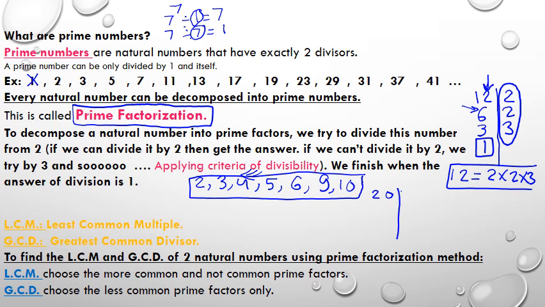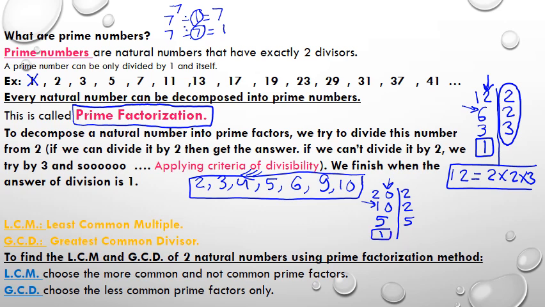Can we divide the 20 by 2? Yes, because the ones digit is even, so 20 divided by 2 is 10. Can we divide 10 by 2? Yes, because the ones digit is even. By 2 it's 5. Can we divide 5 by 2? No. We can divide 5 only by 5.